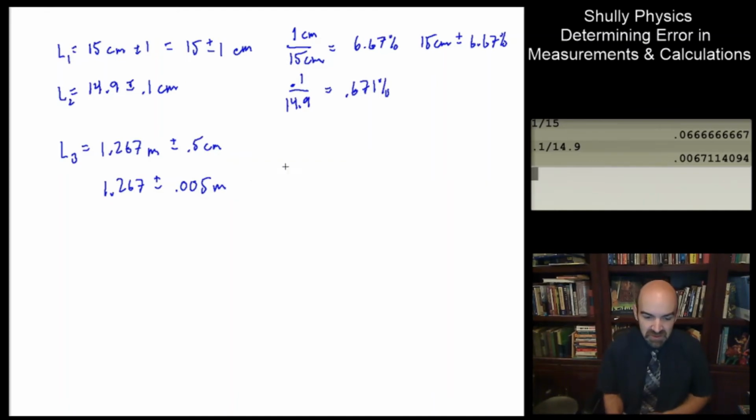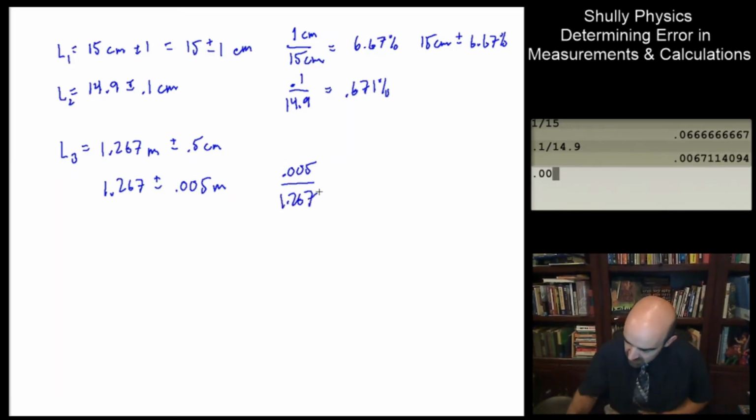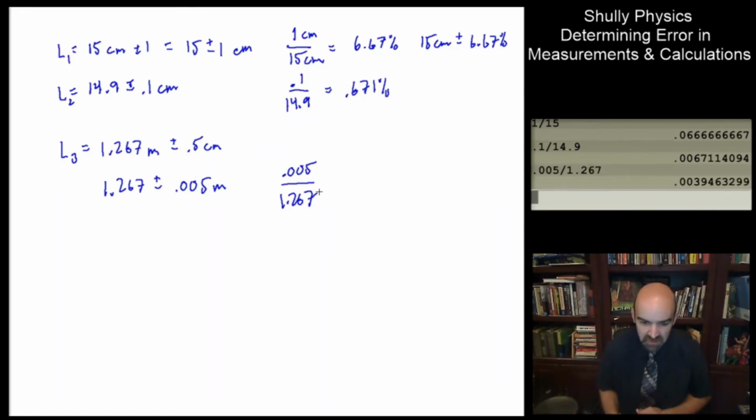All right, so that percent error would then be 0.005 divided by 1.267. So this is just functionally how you would record error in your lab measurements. So at a 0.394%. There we go. That was just a few different lengths there.